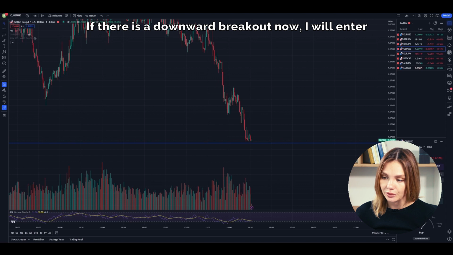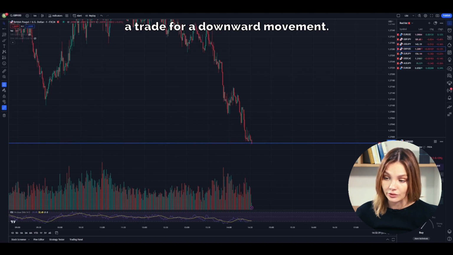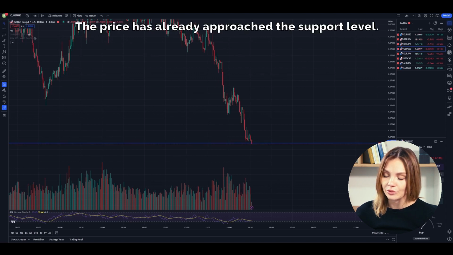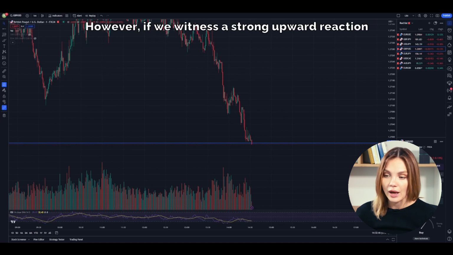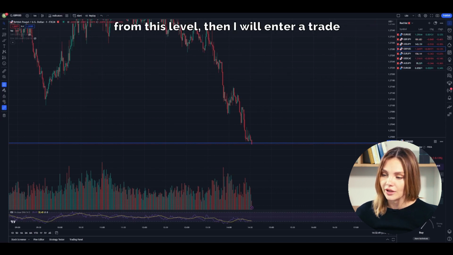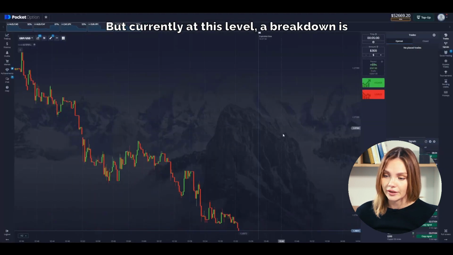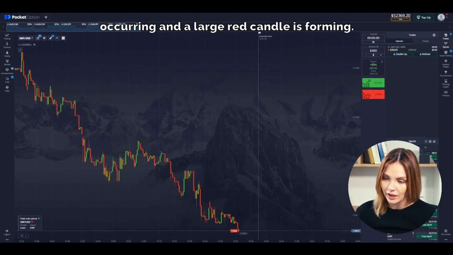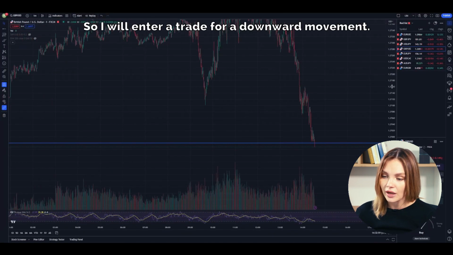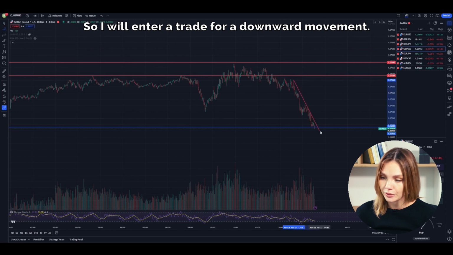If there is a downward breakout now, I will enter a trade for a downward movement. The price has already approached the support level. However, if we witness a strong upward reaction from this level, then I will enter a trade for an upward movement accordingly. But currently at this level, a breakdown is occurring and a large red candle is forming. So I will enter a trade for a downward movement.